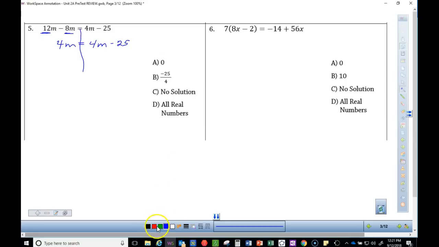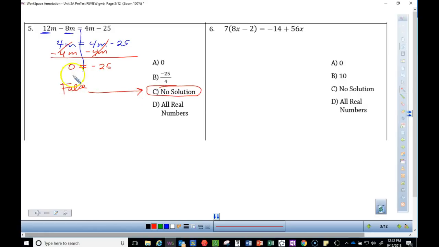Now I have to get my variables on one side. So I'm going to have to minus 4m to get rid of this. Minus 4m to get... Oh, but I accidentally got rid of this. So remember, you have to have something on both sides of the equals. So this will be 0. I don't have anything over here. And this will be negative 25. No variables left. So that's a special case. This is not true. 0 does not equal negative 25. So that is false, which means we have no solution to that one.